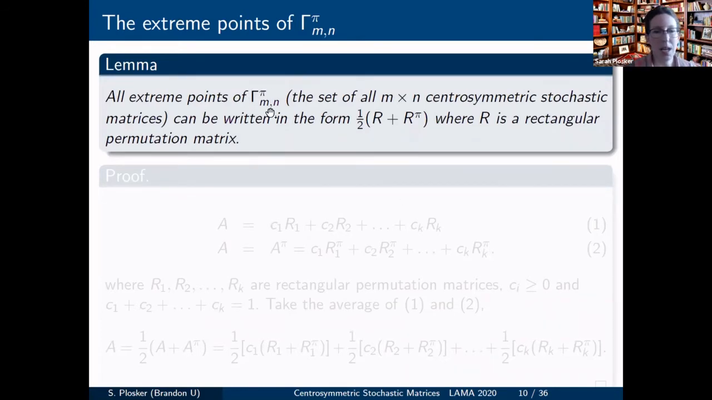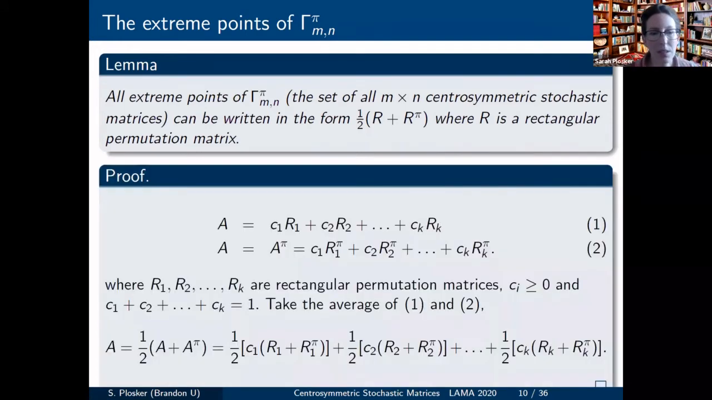So remember, gamma mn was the stochastic m by n matrices. Now we're putting this pi to mean centrosymmetric stochastic matrices. And we're trying to characterize the extreme points. So one lemma we can say is that all extreme points can be written in this form, 1/2 (R plus R pi), where R is a rectangular permutation matrix. So the proof is very quick, so I'll just give it.